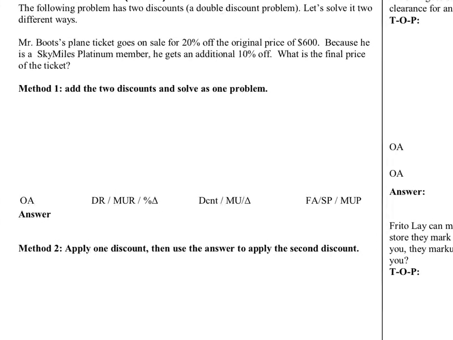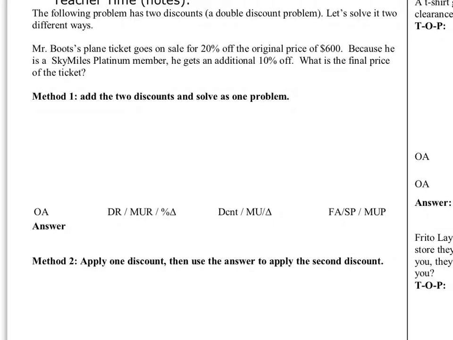The first example that we're going to see here is Mr. Boots' plane ticket goes on sale for 20% off the original price of $600. Because he's a Sky Miles Platinum member, he gets an additional 10% off. What is the final price of the ticket?